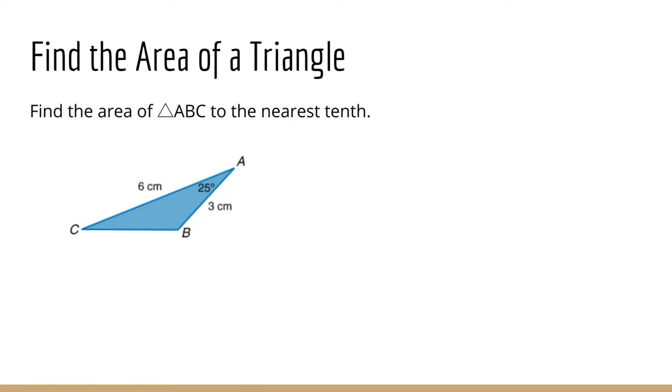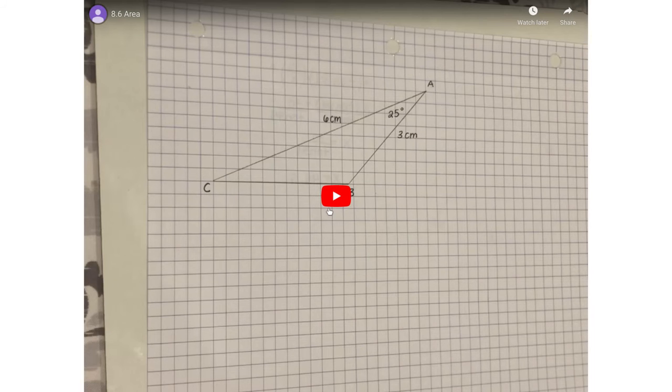So our first example here, it says find the area of triangle ABC to the nearest tenth. So we're given side AC, which is 6 centimeters. We're given side AB, which is 3 centimeters. And we're given our included angle 25. So notice my included angle is in between and is created and formed by my two sides that I'm given. So have your notebook and pen ready and copy down the following example. I'm going to press play for this video here for you.